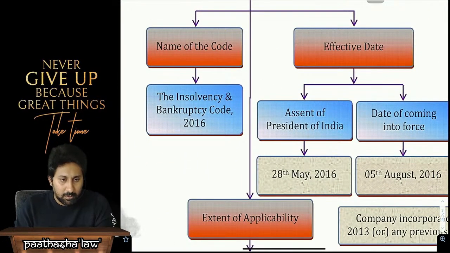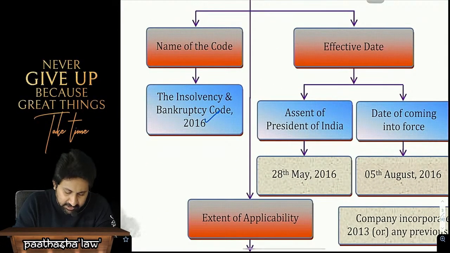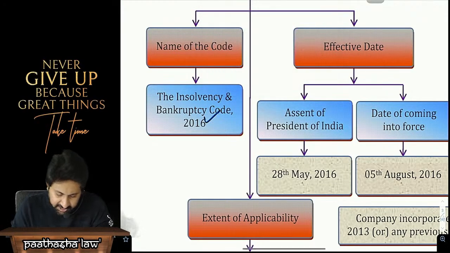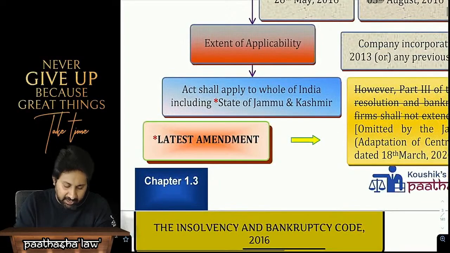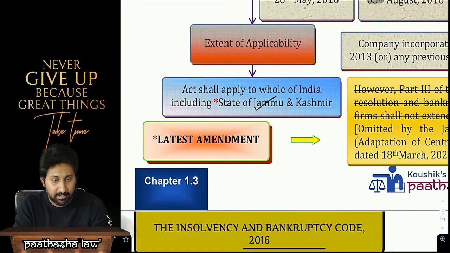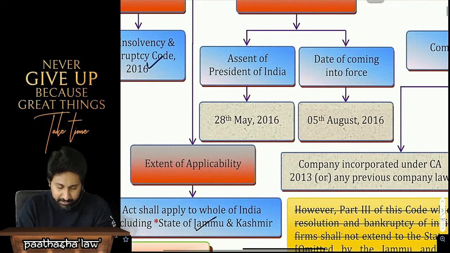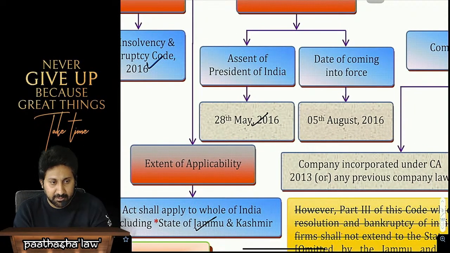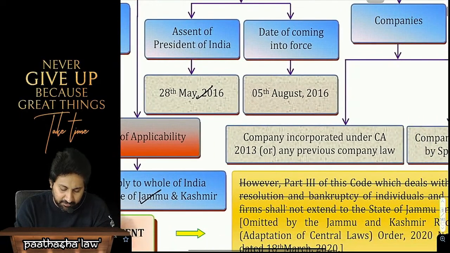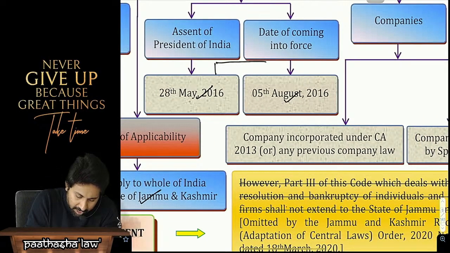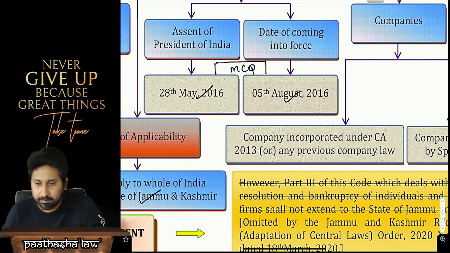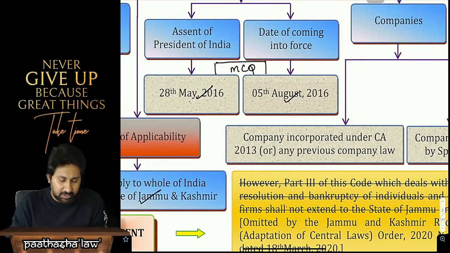See here, what is the name of the code? The name of the code is Insolvency and Bankruptcy Code 2016. And this particular act is applicable to entire India, including the state of Jammu and Kashmir. Assent of President obtained on 28th May 2016 and date of coming into force is 5th August 2016. Mark this important MCQ: 28th May 2016, Assent of President; 5th August 2016, date of coming into force. Hope you are clear up to here, everyone.